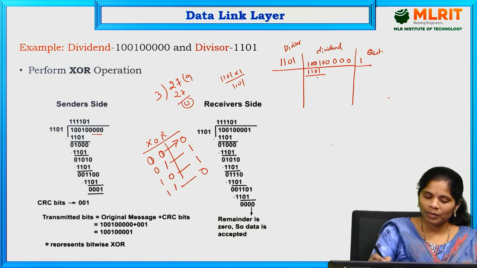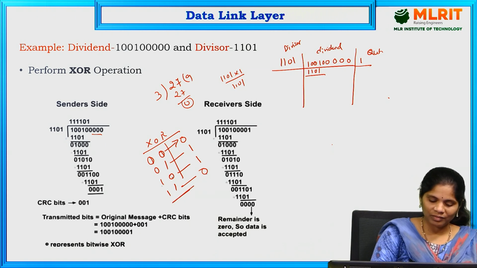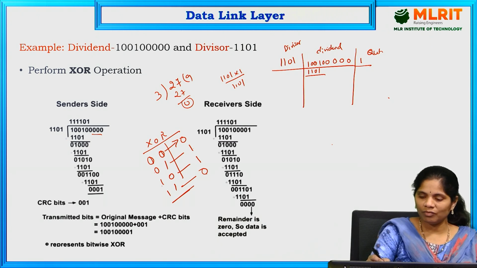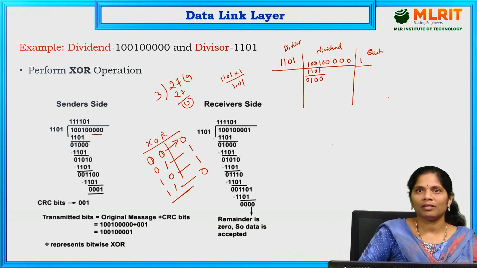So here we are performing the XOR operation. If there are two 1s, the result is 0. If 1 0 then 1, 0 1 then 1, 0 0 means 0. If it is 1 1, what is it? 0. 0 0 means 0, 0 1 means 1, 1 1 means 0. Like this we have to do.